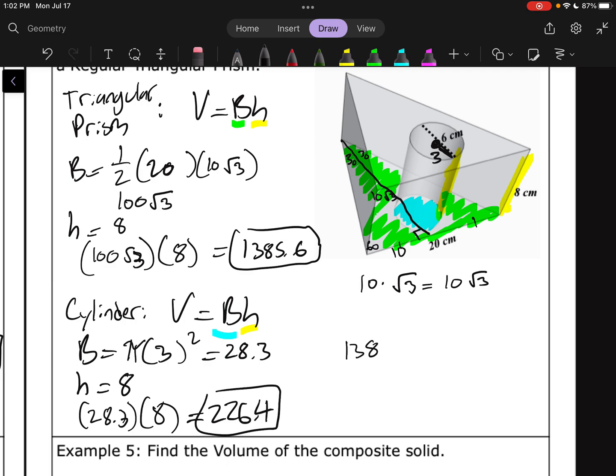Now we'll take the two volumes and subtract them, because once again, that represents the fact that we are removing it from the triangular prism. So subtracting 1,385.6 minus 226.4, I'm getting 1,159.2 centimeters cubed.